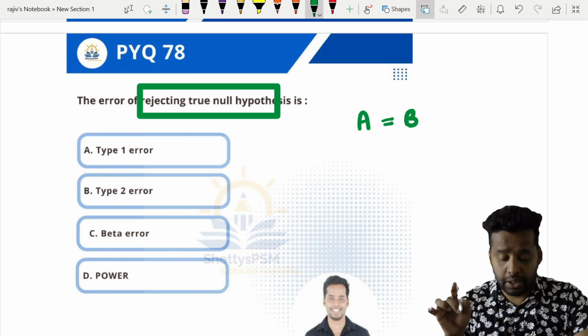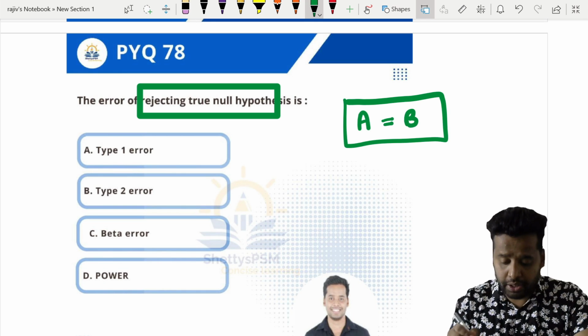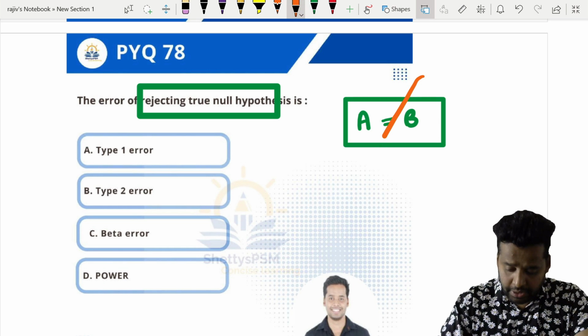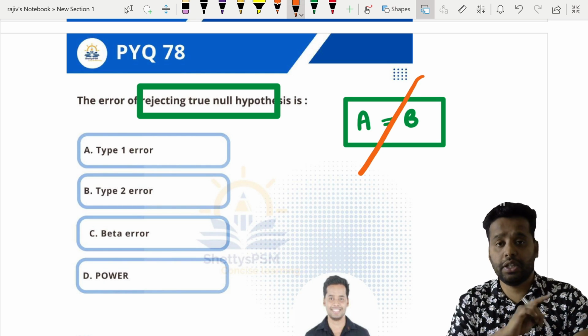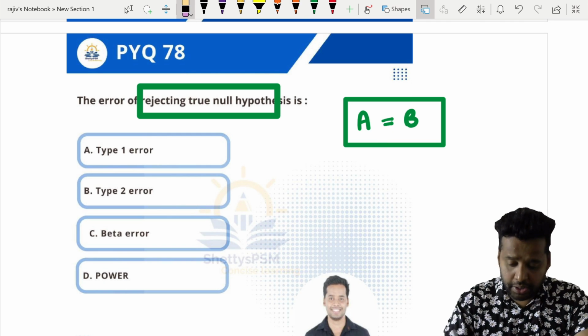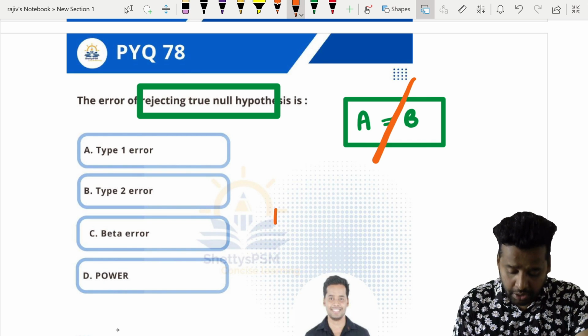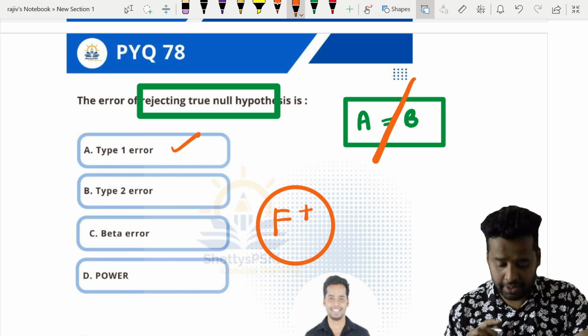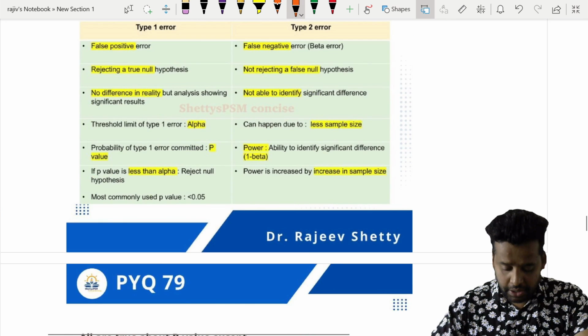Both are equal. Treatment and placebo is equal. That means there is no difference, but you are telling that there is a difference. Rejecting a true null hypothesis. Null says no difference, but you are saying that there is a difference and selling your drug. You are committing false positive error in the study, also called type 1 error. Got my point? Type 1 error.